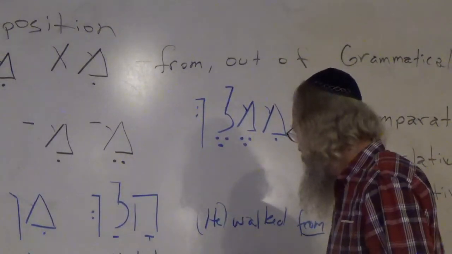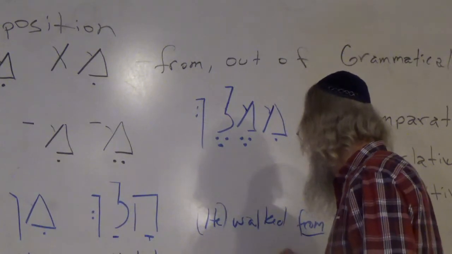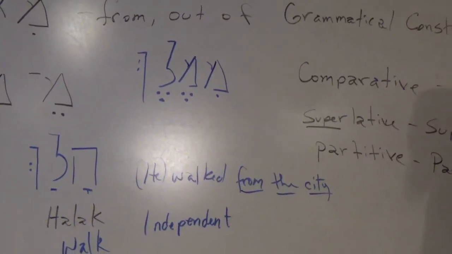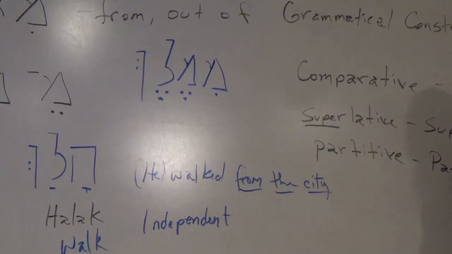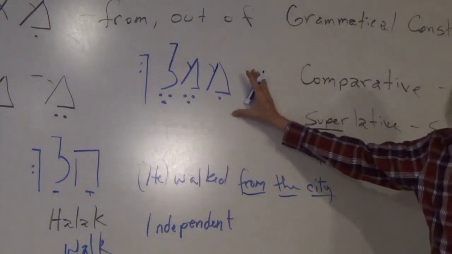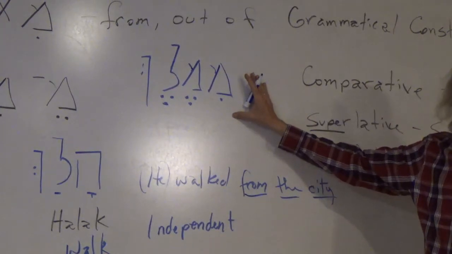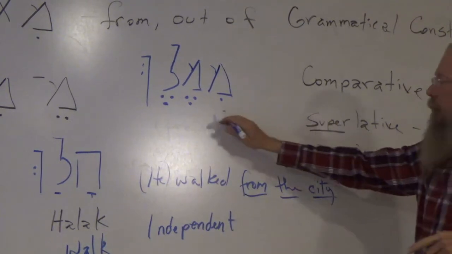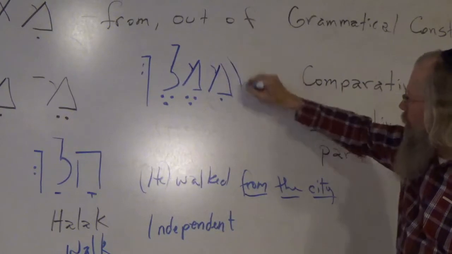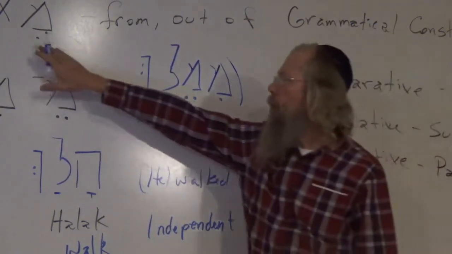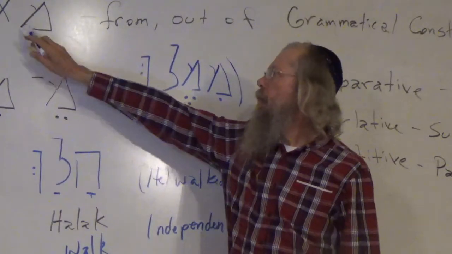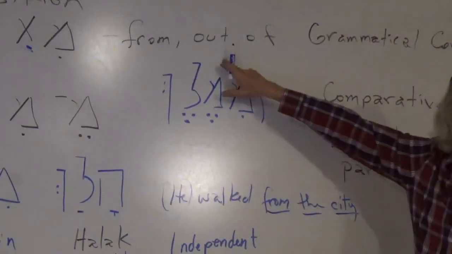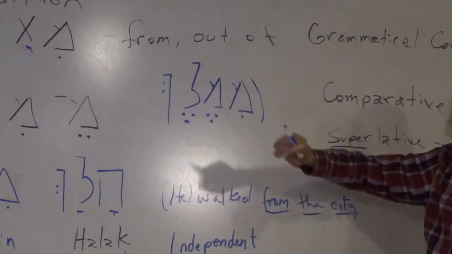This is an independent. Here it is. In what form? As an inseparable, very good. It's a prefix, correct? You have right here, this is the preposition. Note here, just a mem, and then the X. If you remember, X stands for any consonant. So what's the next consonant? Another mem. Okay, so just the prefix.